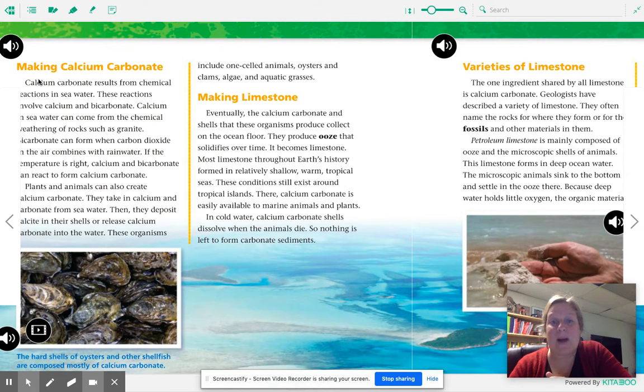Most limestone throughout history formed in relatively shallow, warm tropical seas, and these conditions still exist around tropical islands. There's a lot of limestone being formed there today, but it takes millions of years. Calcium carbonate is easily available to marine animals and plants. In cold water, calcium carbonate shells dissolve when the animals die, so nothing is left to form the calcium sediments.